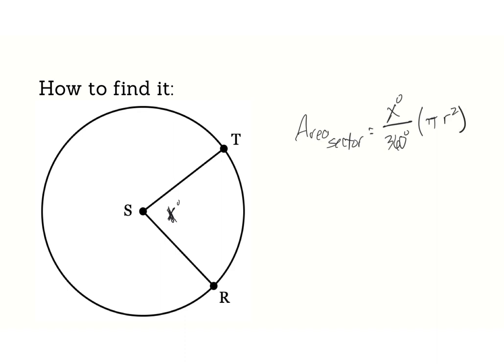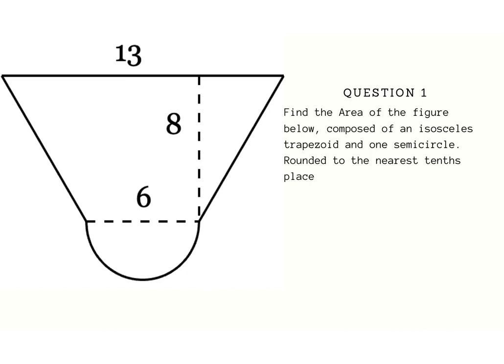Now, most of the questions we're going to see in this section of video will be half circles. So the x would be 180, and we could just take the area of our circle and divide it by 2. Each one of our examples is going to have a composite figure that has a part of it that is a portion of a circle. So for instance, on this question, we have an isosceles trapezoid and a half circle, or a semicircle. We're going to cut this semicircle off, find the area of the trapezoid and the half circle, and then add those two together.